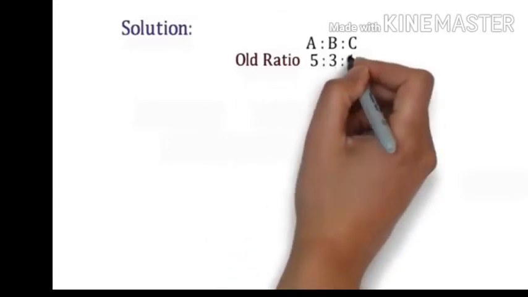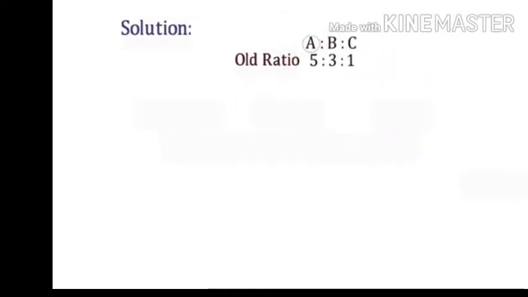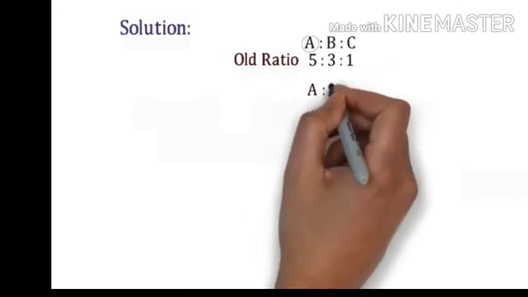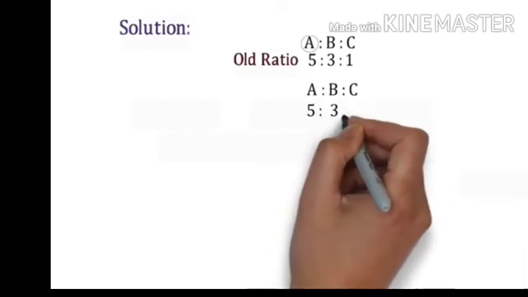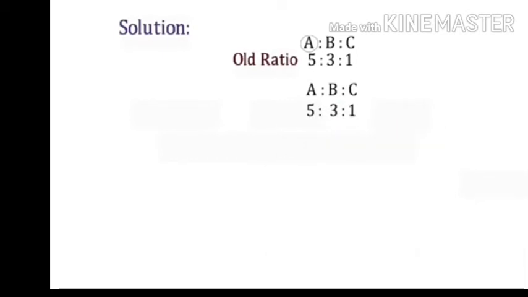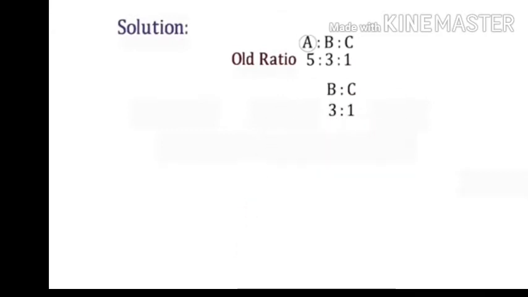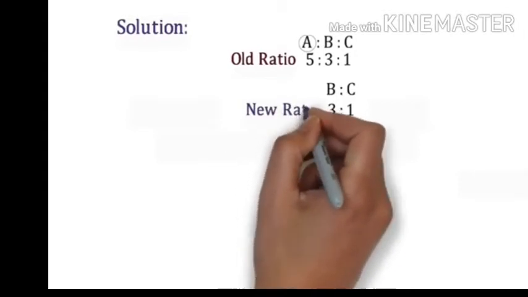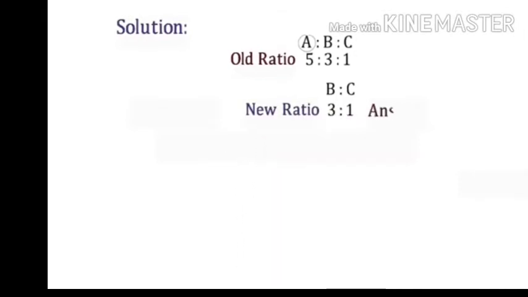See the solution. In that we have partners A, B, C, and we know the old ratio of partners is 5:3:1. Who is retiring from the firm? A is retiring from the firm. So for the new ratio we write the same ratio, 5:3:1, and since A retires, we have to deduct the share of A. So what is remaining? 3:1 is remaining. So our new ratio will be 3:1.